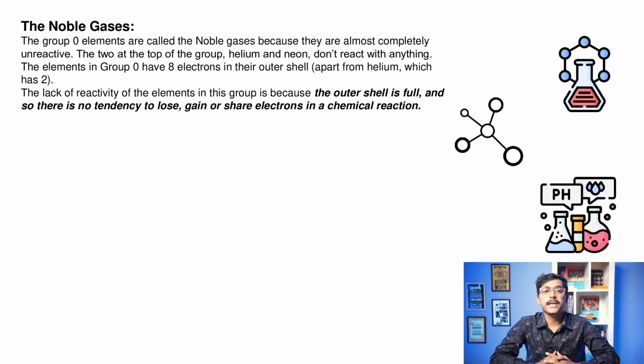Now, let us move on to the final group of the periodic table, the noble gases. The elements are called noble gases because they're almost completely unreactive. In fact, the 2 at the top of the group, helium and neon, don't react with anything at all. The elements in group 0 have 8 electrons in their outermost shell, apart from helium, which has 2 electrons. The lack of reactivity of elements in this group is because the outer shell is completely full. Therefore, there is no tendency to lose, gain, or share electrons in a chemical reaction.